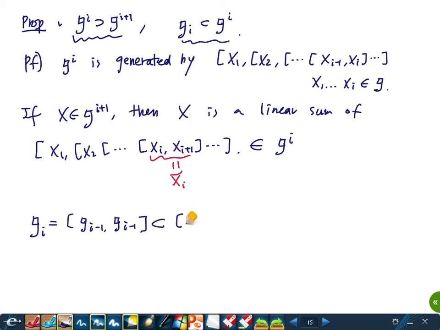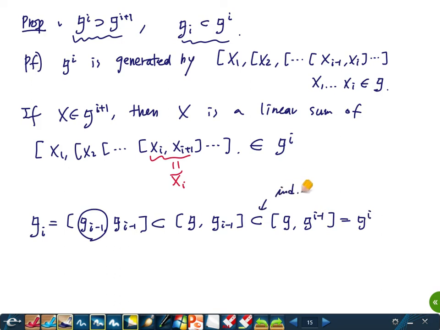But this is a subspace of G_{i-1}, because this part is a subalgebra of this. And the same thing, by the first part, or by induction, this is this, and this is this. This is induction. It is obviously true for i equals 0, and then otherwise we can prove it like that. So in particular, this subalgebra is bigger than this subalgebra.